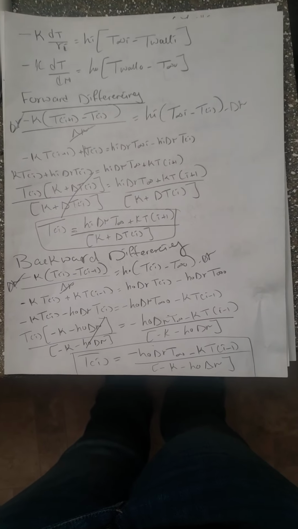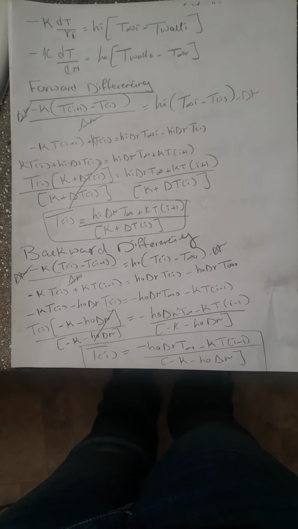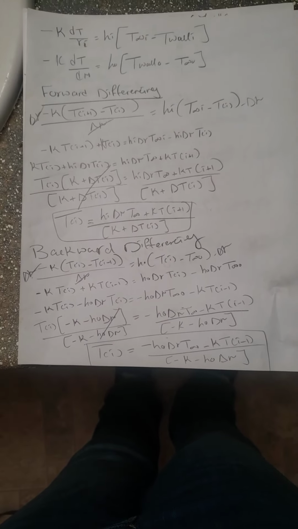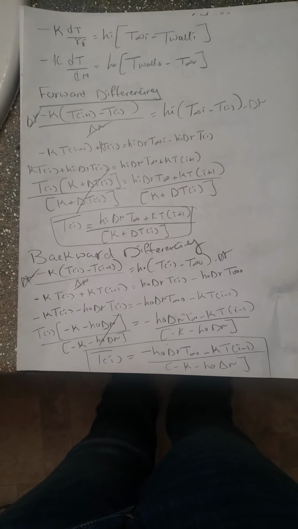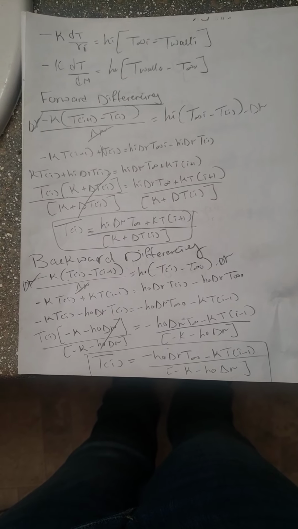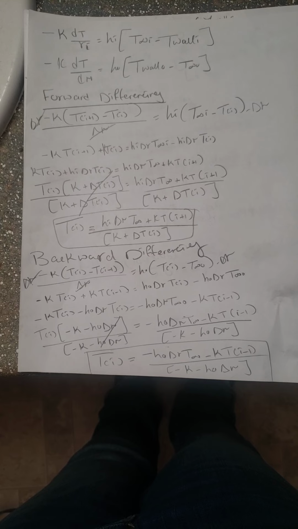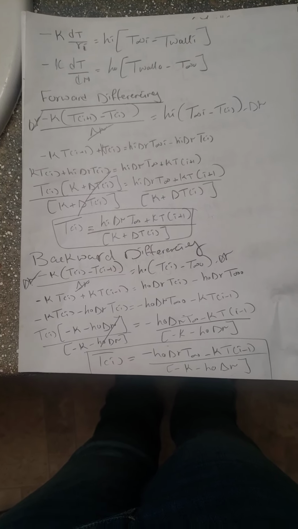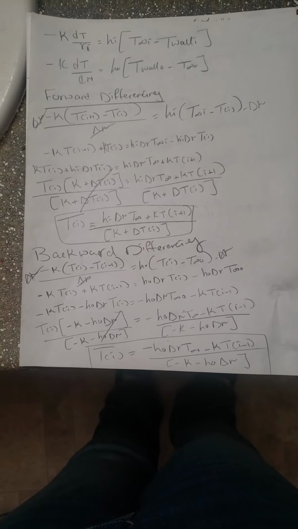Next, finite differencing was used for the numerical approach. Both forward and backward differencing were used to find this. And the boundary conditions are the same, convection at our inner and convection at our outer. In order to solve for both the analytical and the numerical, h inner and h outer needed to be used.